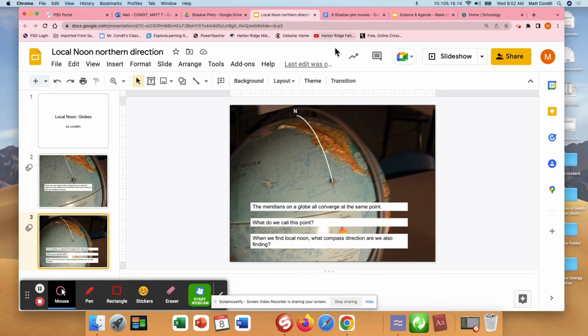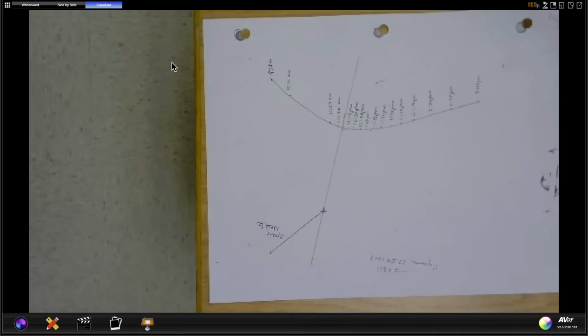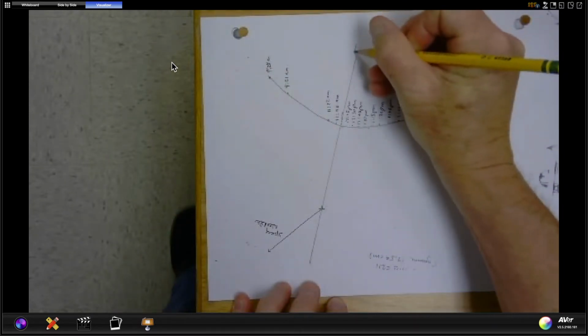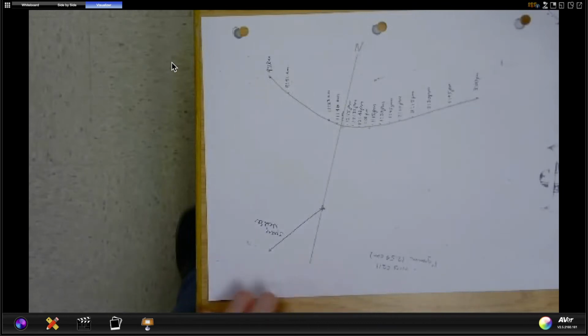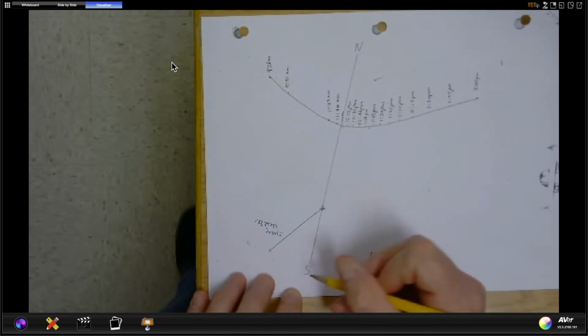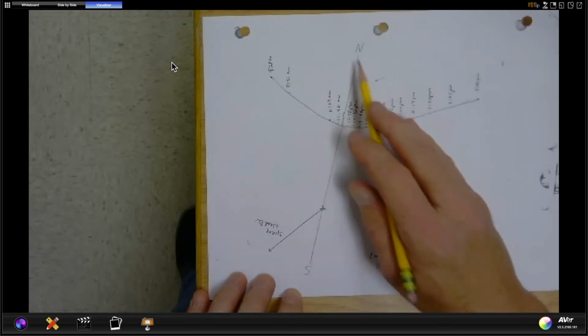So I'm going to show you why that is an important thing. But before we do that, let's go back to our shadow plots. Remember what we just found. We found out that this local noon shortest shadow always points north. So now our shadow plots are giving us a direction. And this, of course, would be south. Now, it's really important that this is what's called true north.